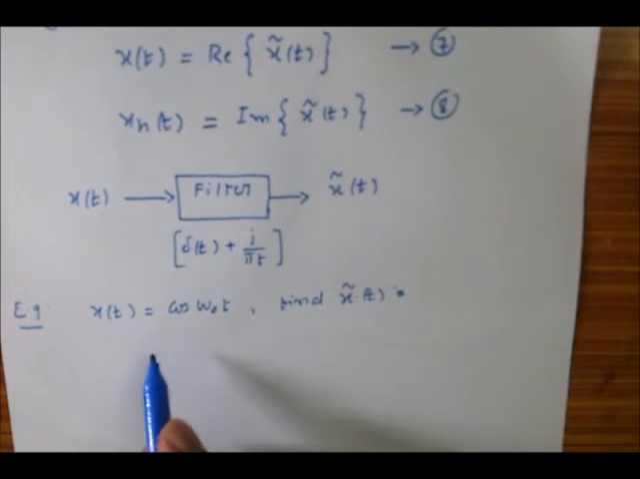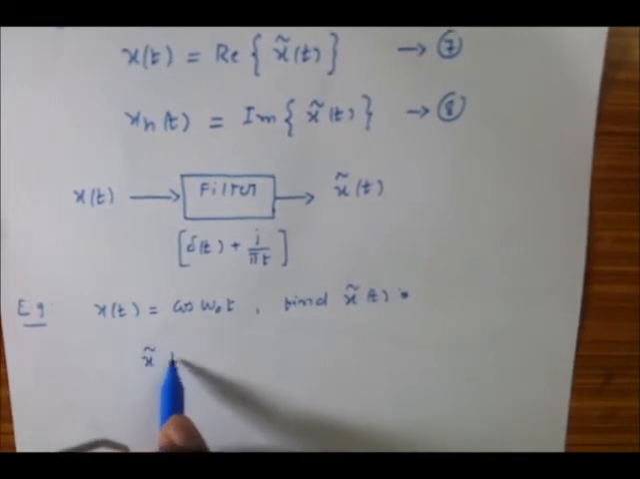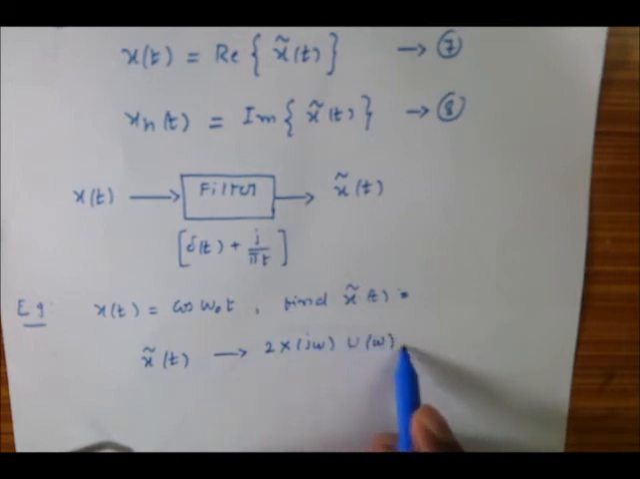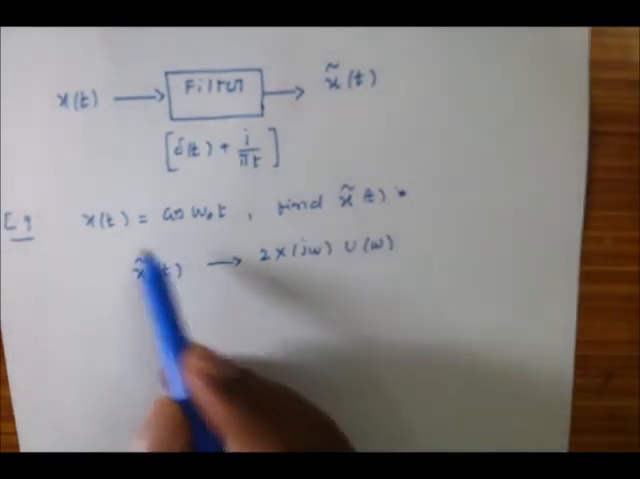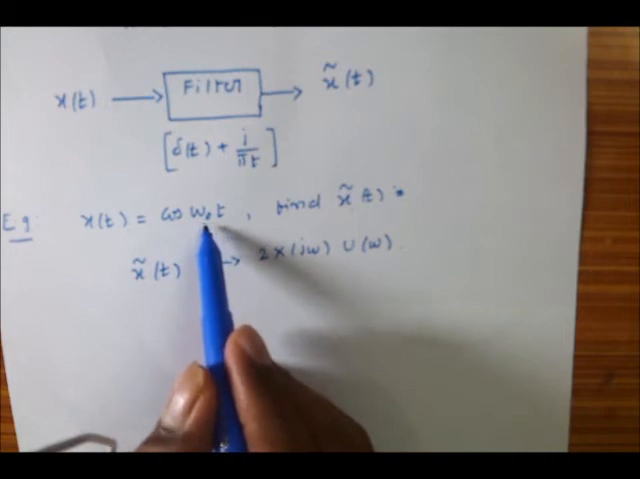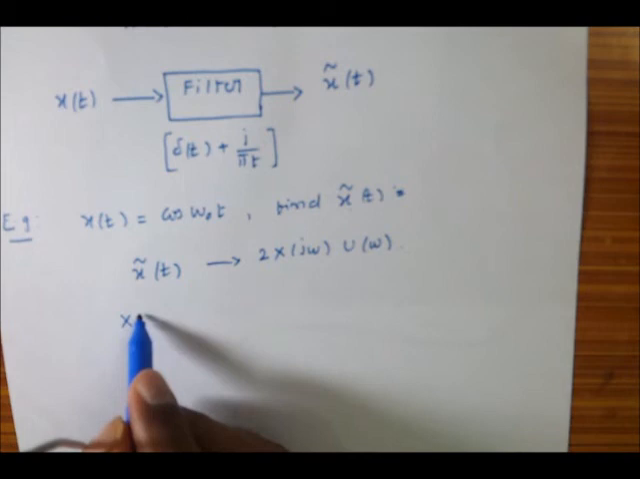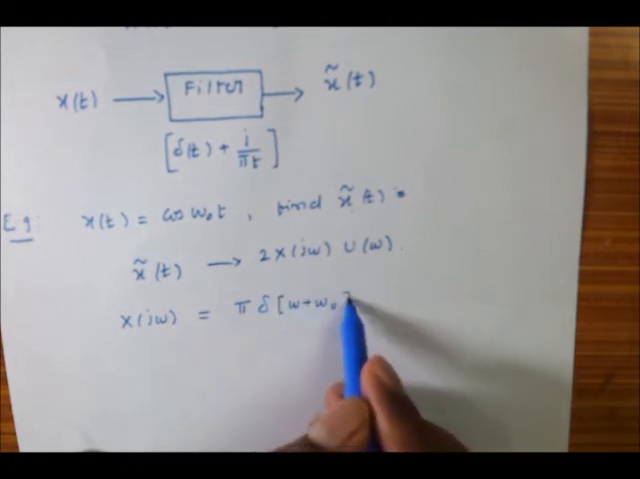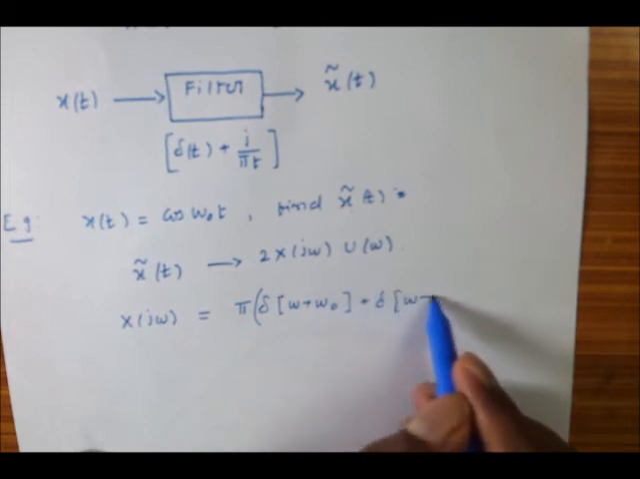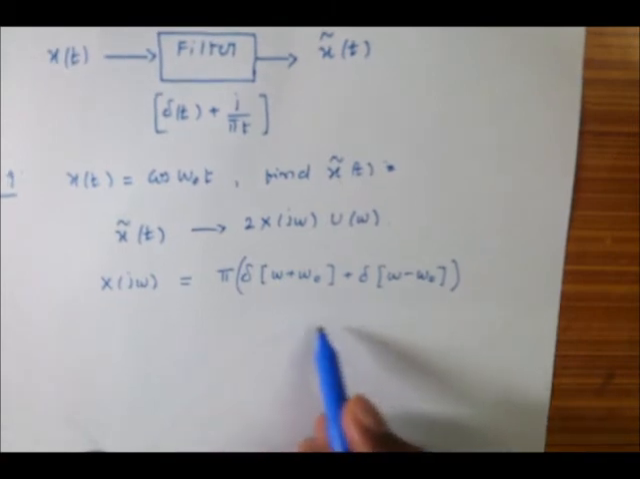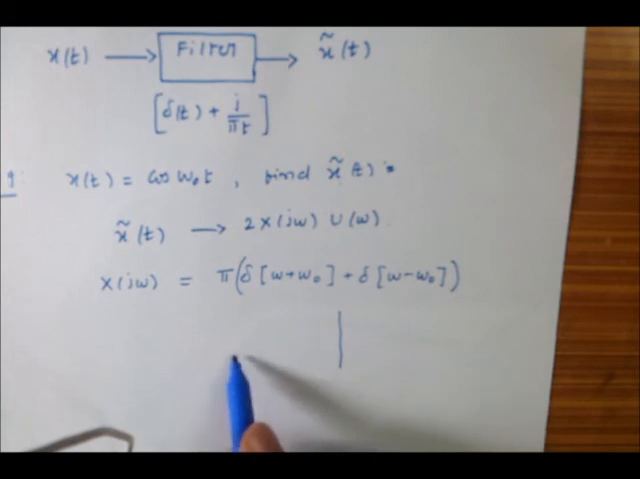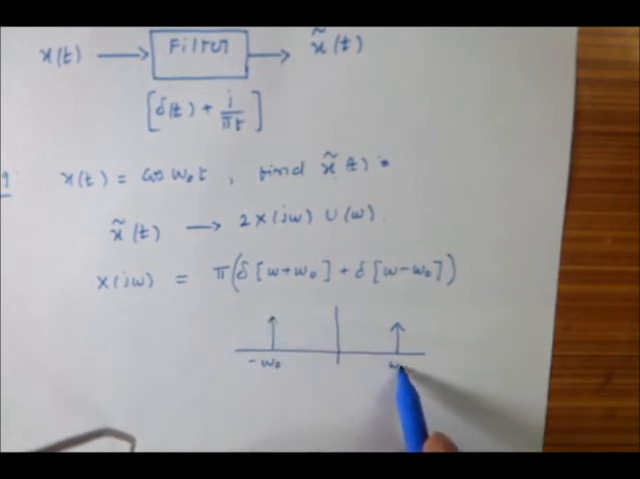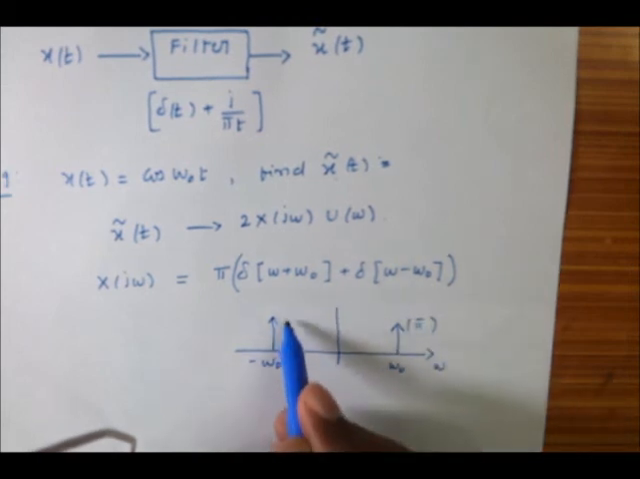We have seen that x tilde of t will have 2X of j omega into u of omega as the Fourier transform. For our example, x of t is cos omega naught t, so obviously X of j omega will be equal to pi times delta of omega plus omega naught, plus delta of omega minus omega naught. Let us try to plot this X of j omega. It will look something like this: minus omega naught, omega naught, with height pi. So this is our X of j omega.